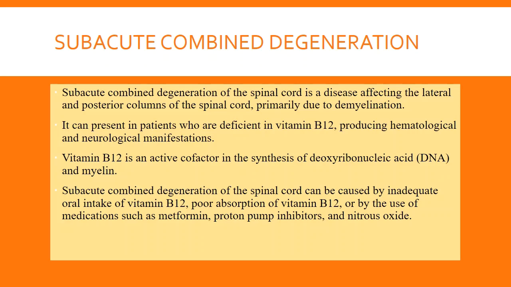Subacute combined degeneration of the spinal cord can be caused by inadequate oral intake of vitamin B12 or poor absorption of vitamin B12, or by the use of medications like metformin, proton pump inhibitors and nitrous oxide.